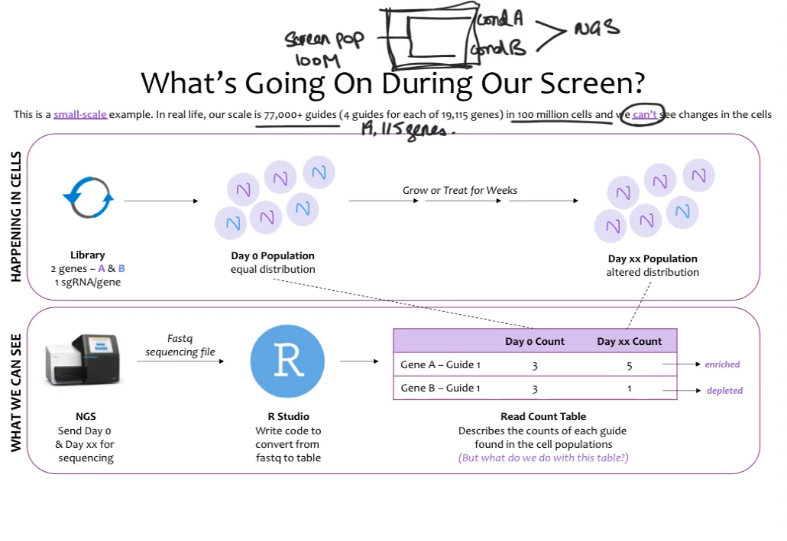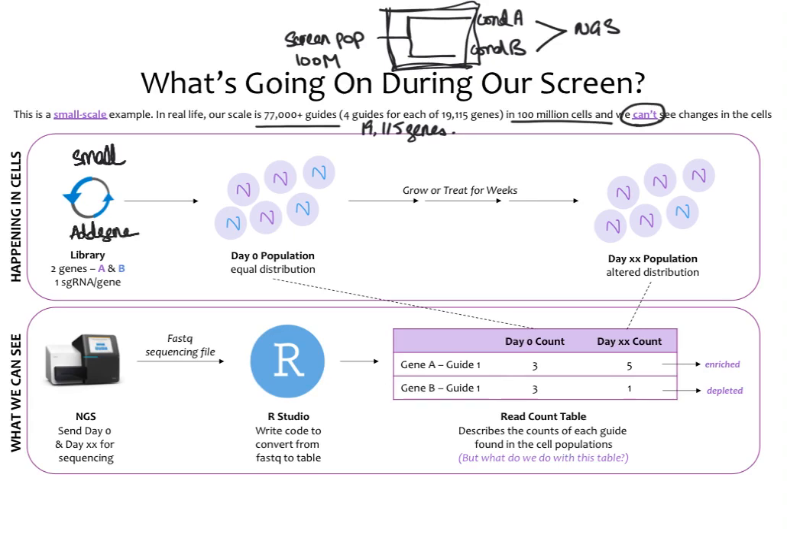So it's very important, as you can imagine, to be really careful, because you're passaging so many cells and you're spending so much money passaging those cells and sending it to sequencing. You want to make sure that you're really, really careful with your screen, because you can't see what's going on inside the screen. So for our example, so this is going to be our small scale example. We got a library from Addgene. This is Addgene.